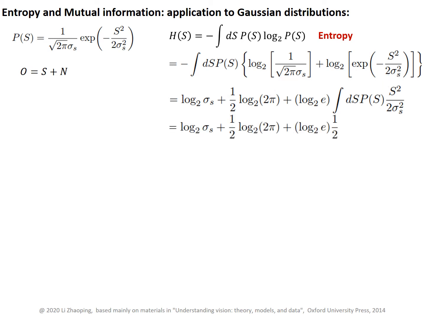Continue to the next step. The first two terms copy down, and the third term comes from the definition of the variance of S. We come to the result. The entropy of a Gaussian random variable is equal to the log of its standard deviation plus a constant. We see that the larger the standard deviation, the larger is the entropy. This is quite natural. When the standard deviation is larger, we are more uncertain of the random variable, and therefore the entropy should be larger.